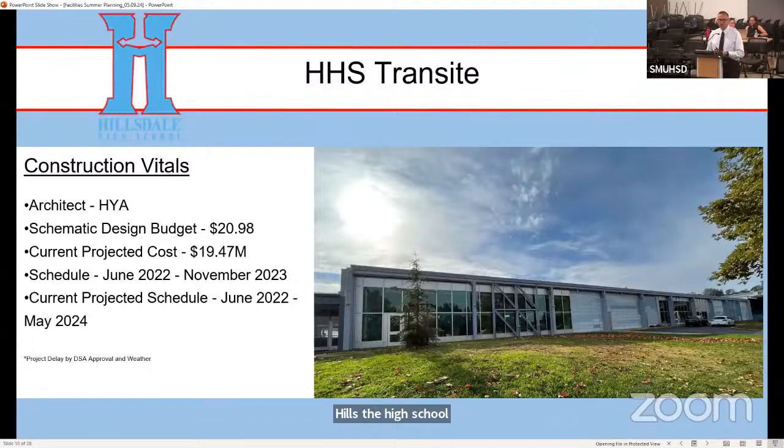Hillsdale High School Transite. Our architect was HYA. Our schematic design budget was 20.98 million. And our current projected cost is 19.47 million. So there's a savings there. Our schedule is from June of 2022 through November of 2023, and current projected schedule is June 2022 through May of 2024.